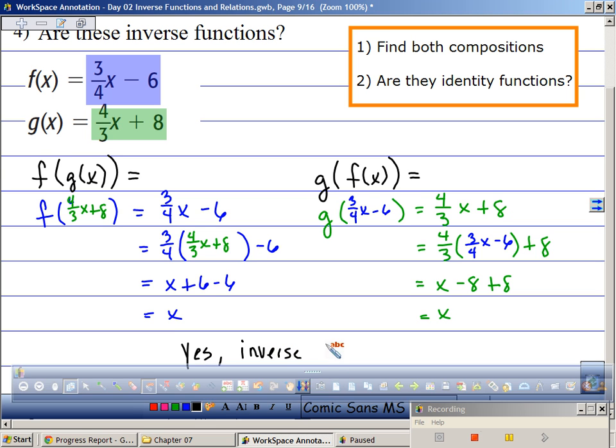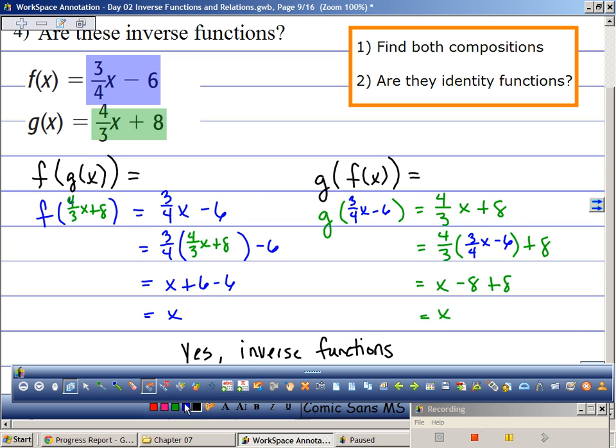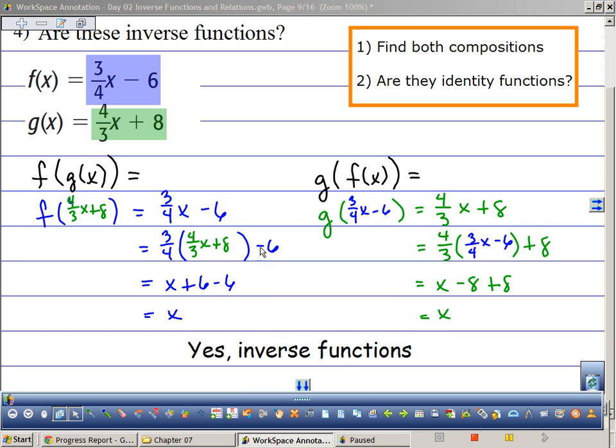Inverse functions. Why do I hear packing up? No, I want to know that they're inverse functions. Don't be lazy. Okay, questions on this?